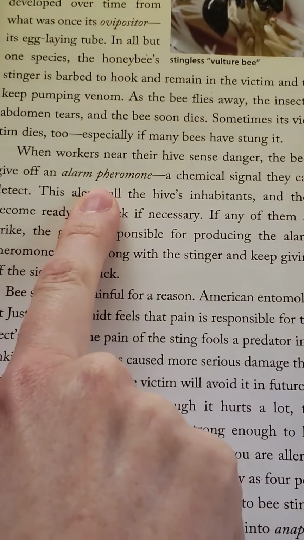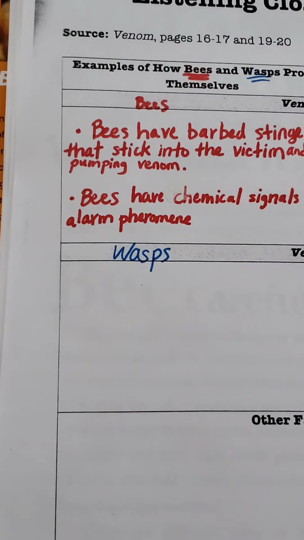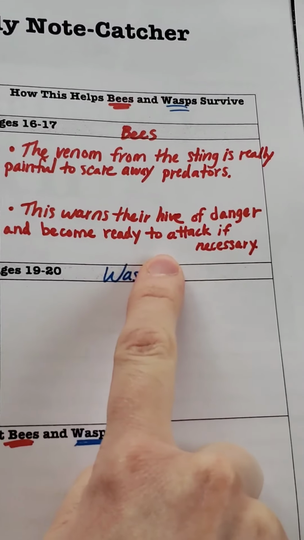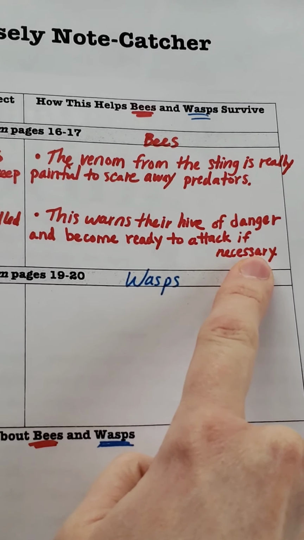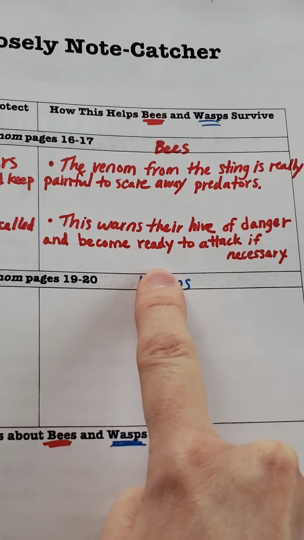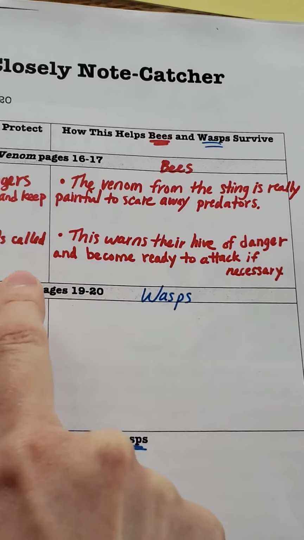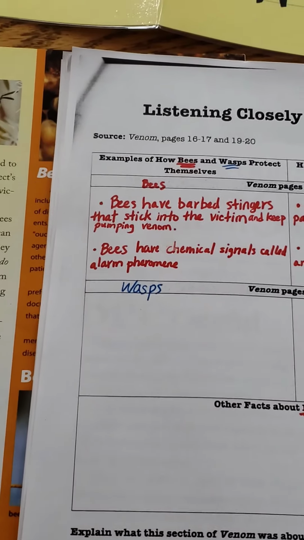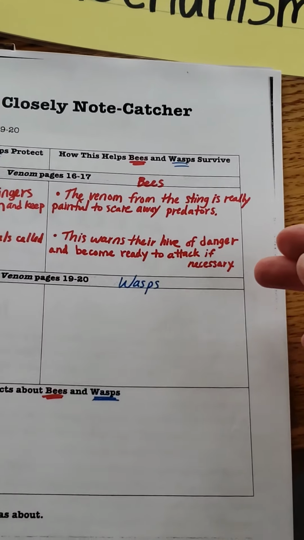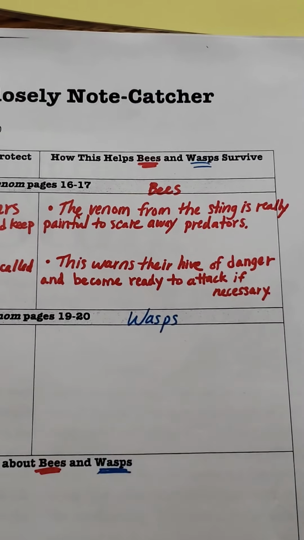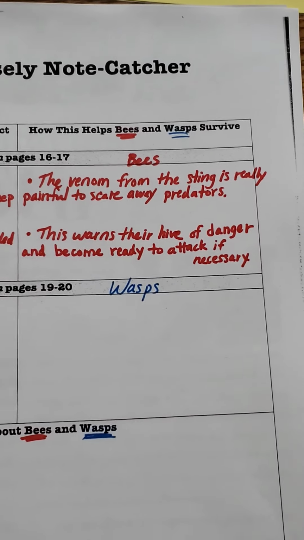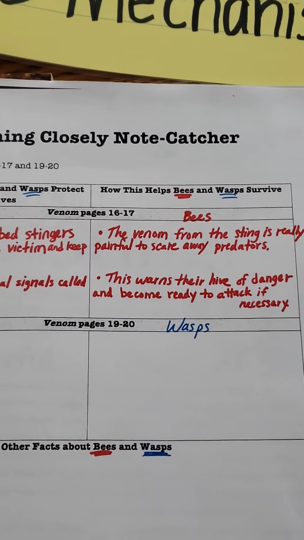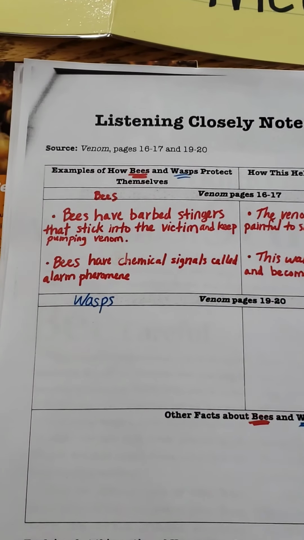Okay, and what that is, they have this automatic chemical that comes off of their body, and it warns the hive of danger. And then the rest of the bees are then able to attack if necessary. So they have this automatic chemical that just comes off when they're in danger. That's their defense mechanism. And that chemical goes to the beehive, the other bees, and they can help protect them. They can all come in a big group and swarm them and protect that bee.